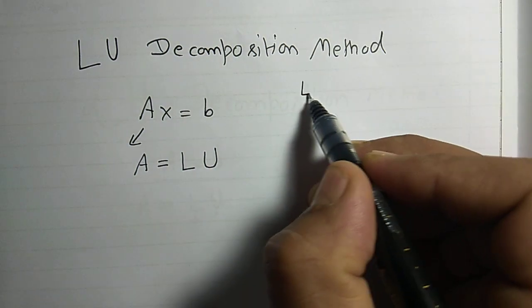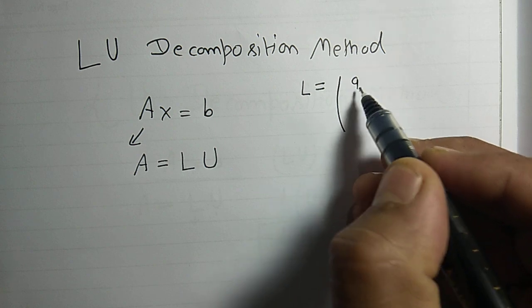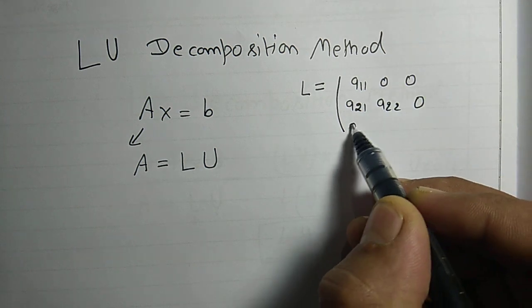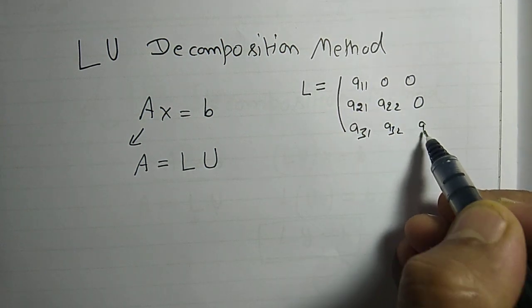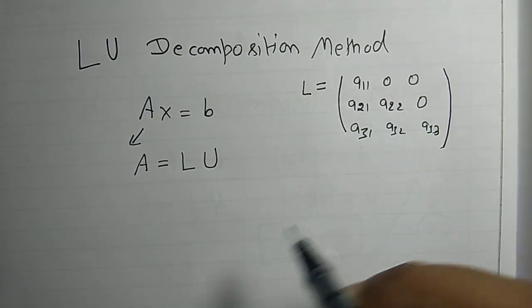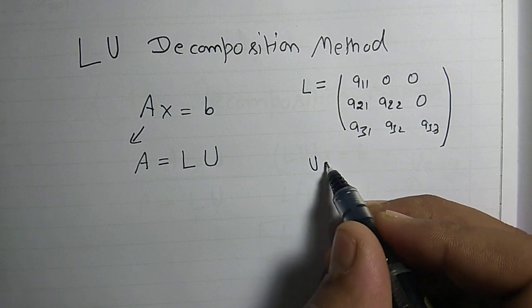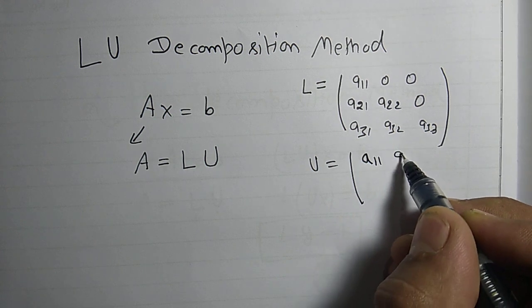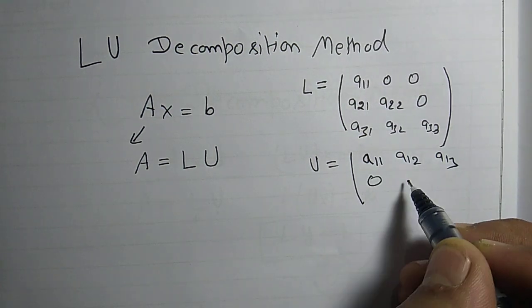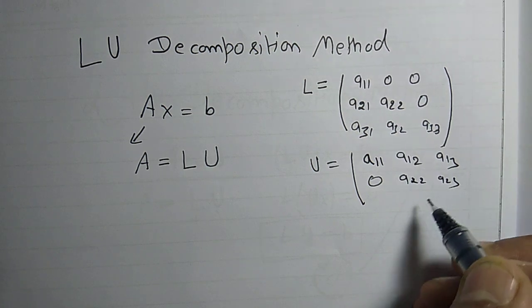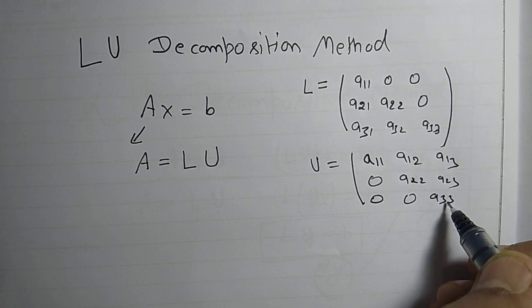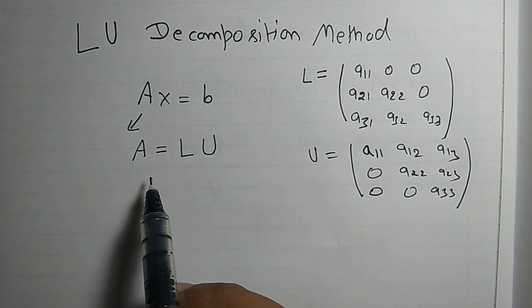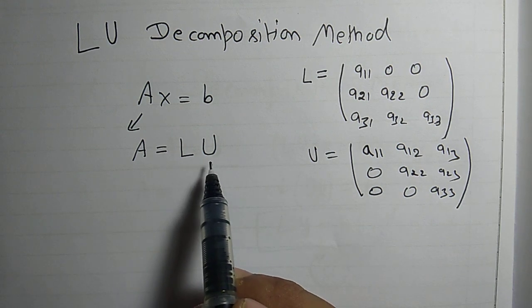For reference, let me tell what the lower triangular matrix is. That is A11, 0, 0, A21, A22, 0 and A31, A32, A33. So this is called a lower triangular matrix. Similarly, we can have an upper triangular matrix: A11, A12, A13, 0, A22, A23 and 0, 0, A33. So this is called an upper triangular matrix. We will try to write the A matrix as a product of a lower triangular matrix and an upper triangular matrix.